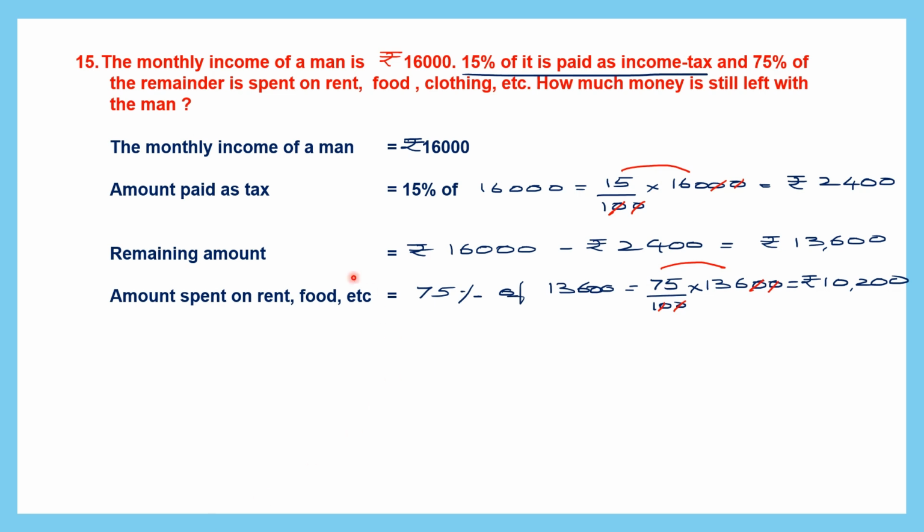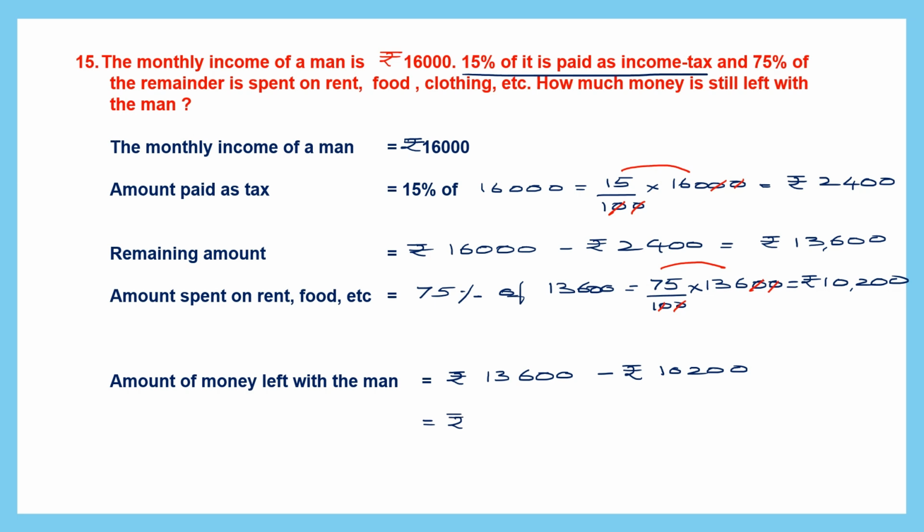Okay, so from the remaining amount, this was the amount remaining. From that he has spent so much. Now the question is, how much money is still left with the man? So first he had so much. From that he paid tax and he had so much. From this again he has spent so much. So now what is left? We have to subtract these two amounts. So amount of money left with the man is the remaining amount, that is 13,600, minus the amount spent again, which is 10,200, and that is 3,400 rupees. So this is the amount left with the man, 3,400 rupees.